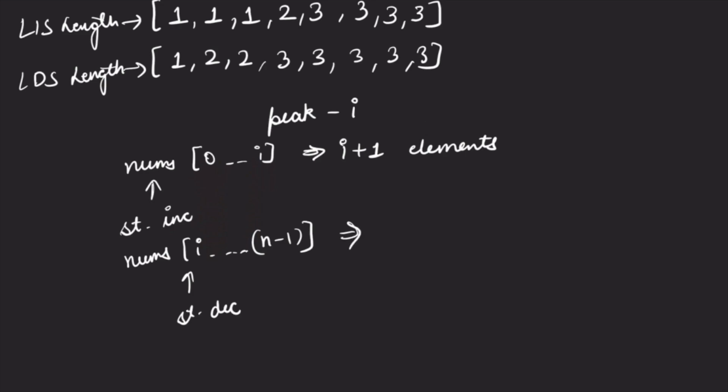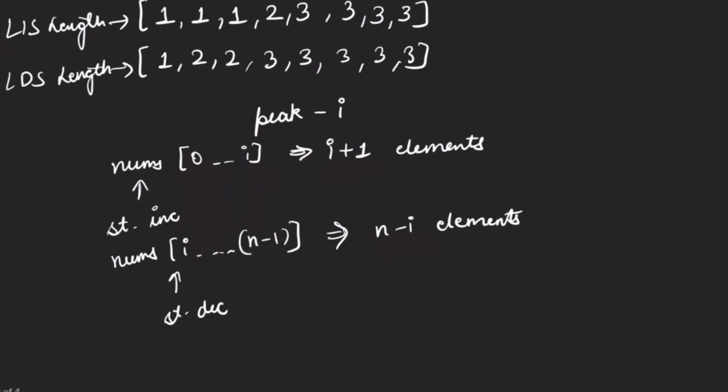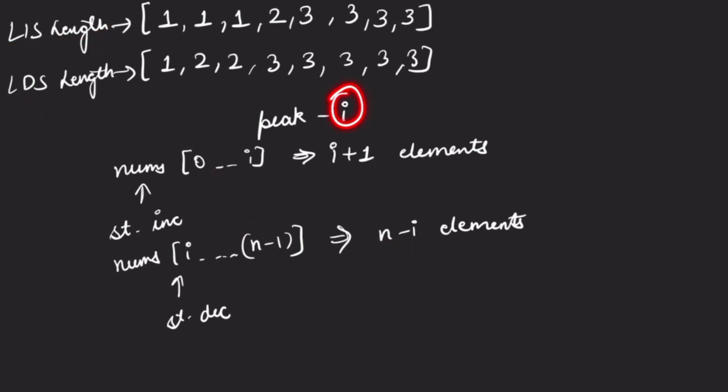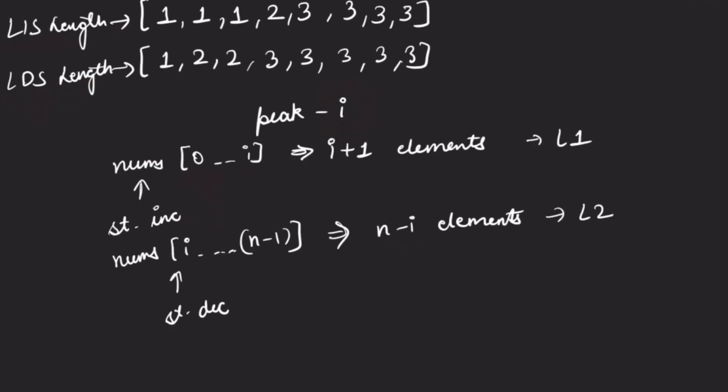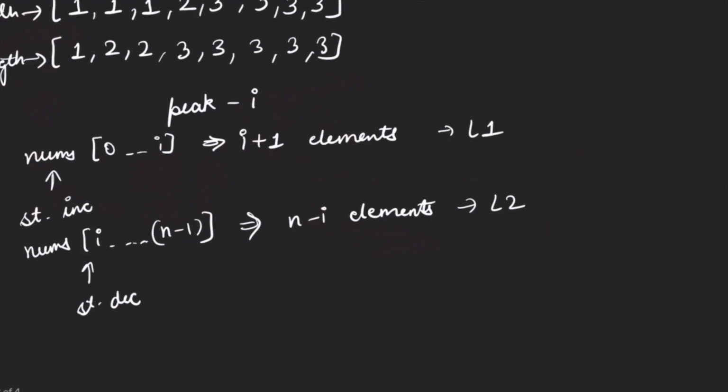Now in this, how many elements are present? N minus I elements, right? Then that means through this formula, I can find out how many numbers were originally present to the left and right of a particular peak, right? Then from this LIS length array, you can identify the length of LIS for this index I. So let's suppose that is L1. Then through this LDS array, you can identify the length of LDS for this I. So let's suppose that is L2. So how many elements would have been removed from the left? Total were I plus 1 and we are left with L1. So the removed number of elements will be I plus 1 minus L1, right? And similarly for the right, it will be N minus I minus L2, right?